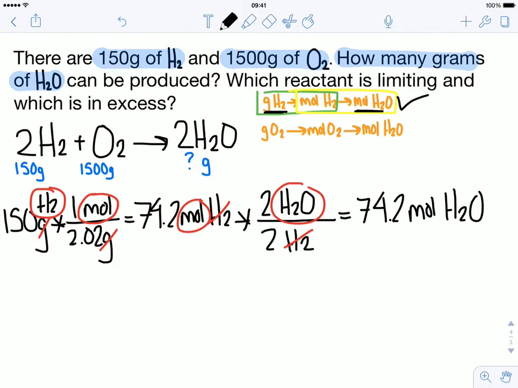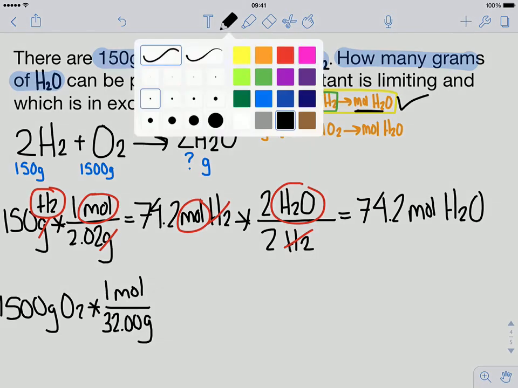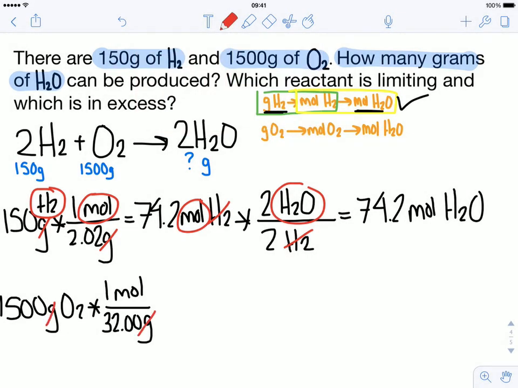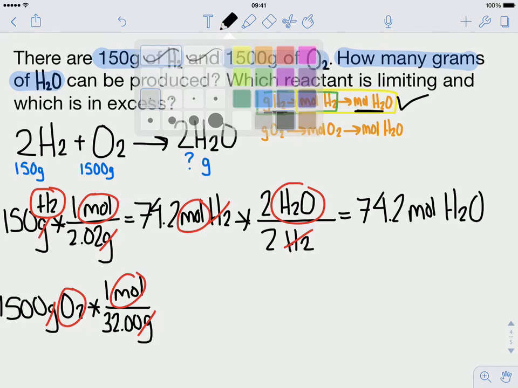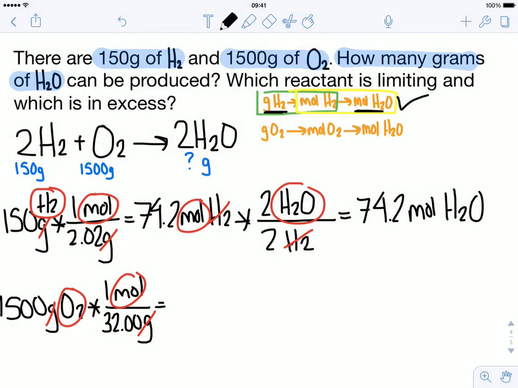Now we need to go through the exact same process with O2. The question says we have 1,500 grams of O2. We need to convert that to moles by using the molar mass of O2. So in 1 mole of O2, there are 32 grams. Now, grams is going to cancel with grams, and we're left with moles of O2. So that comes out to 46.8 moles of O2. Okay, so that took care of this part of the goal.